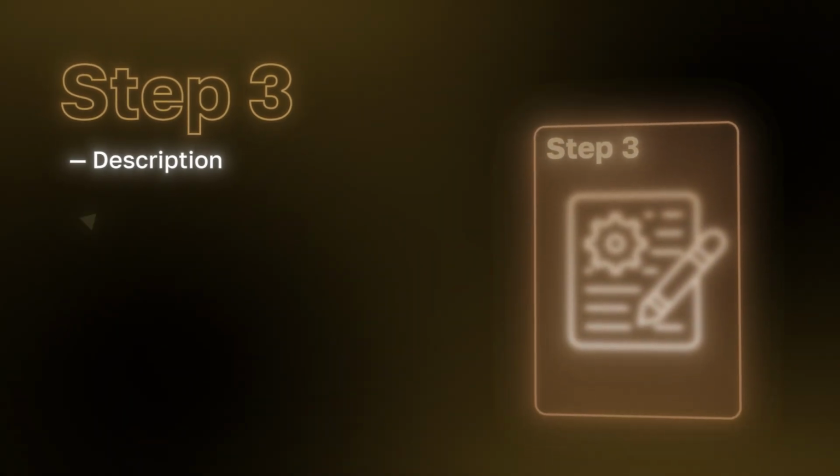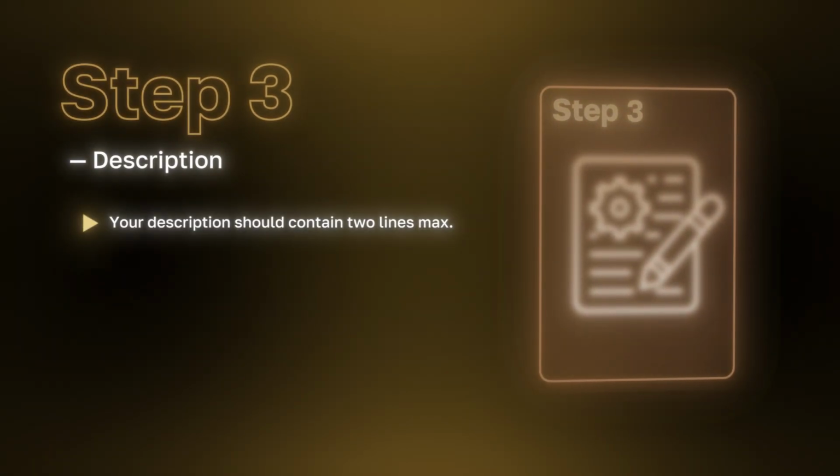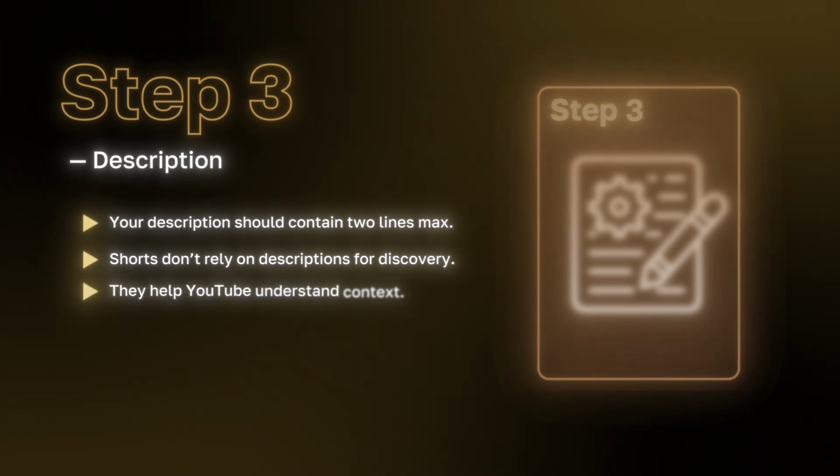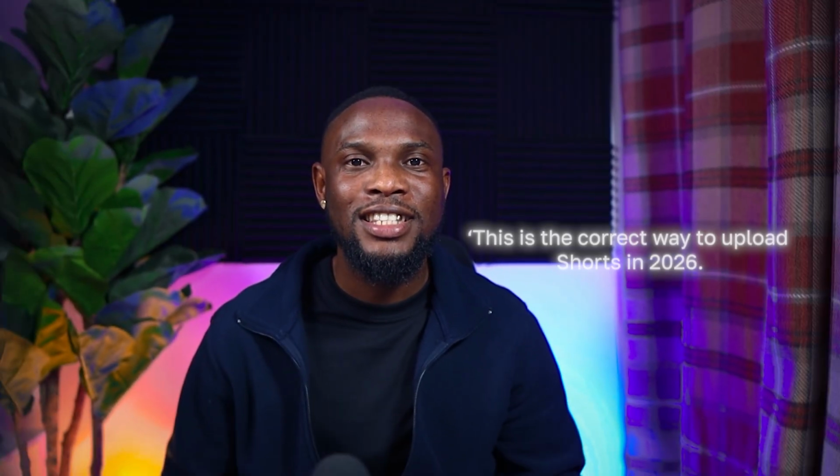And right under this title is your description. Your description should contain a maximum of 2 lines. Shorts don't rely on descriptions for discovery, but they help YouTube understand the context. Think of your description as a quick hint to the algorithm. For example, this is the correct way to upload shorts in 2026.